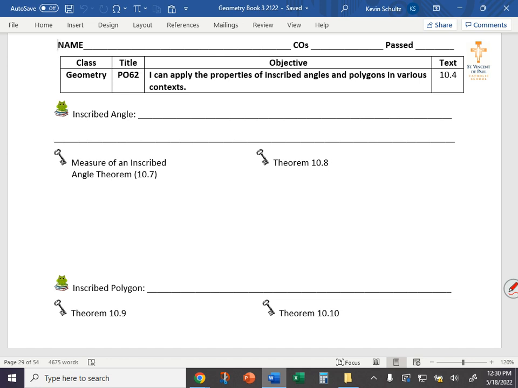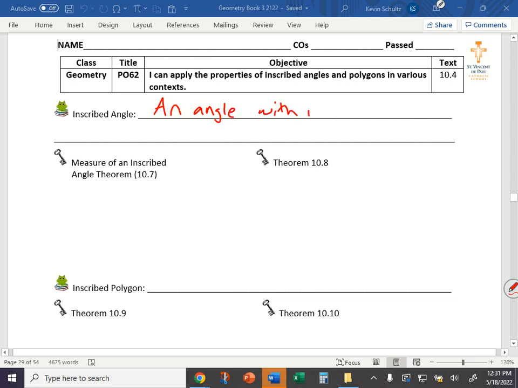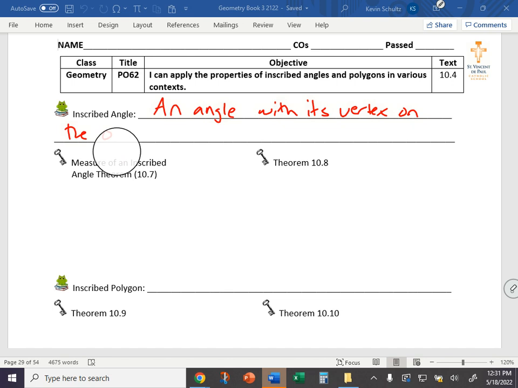Instead of central angles, where the vertex is at the center of the circle, this time the vertex will be on the circle. So it's an angle with its vertex on, how do I want to say this? On the outside of a circle? I'll say on the circle. Okay? An angle with its vertex on the circle.